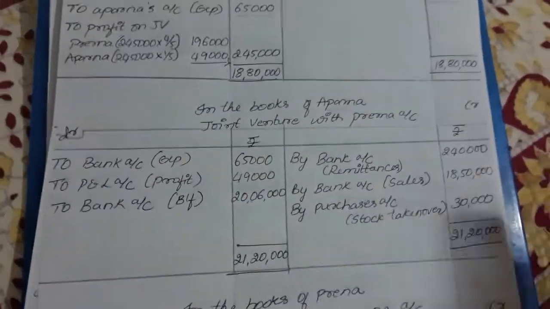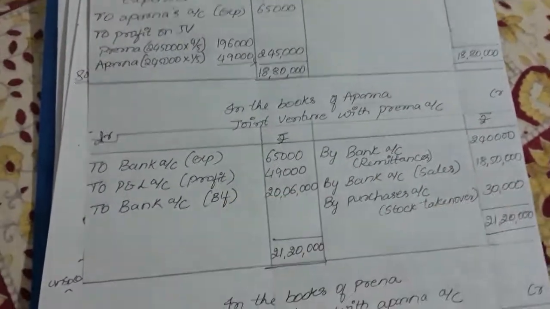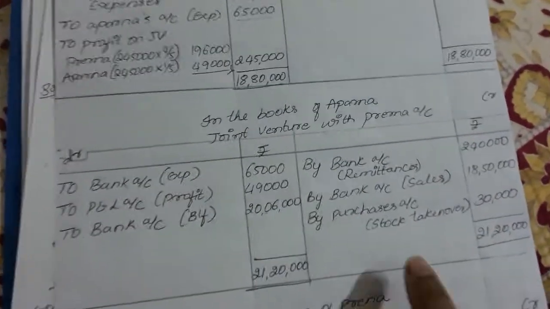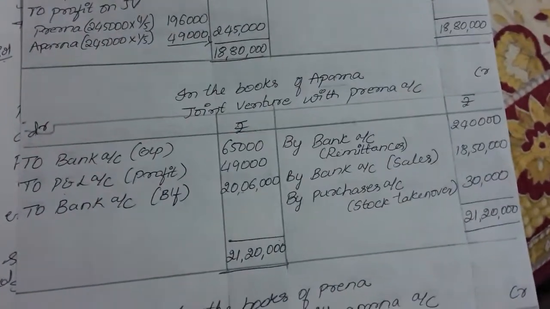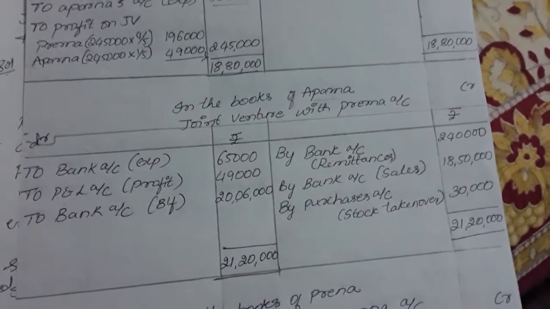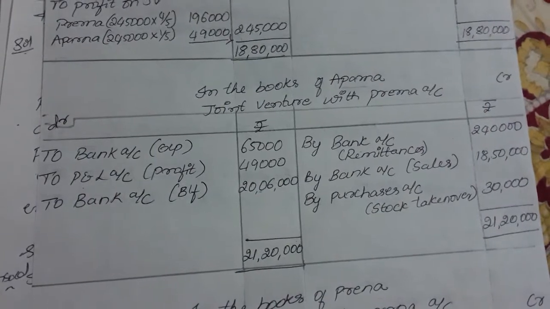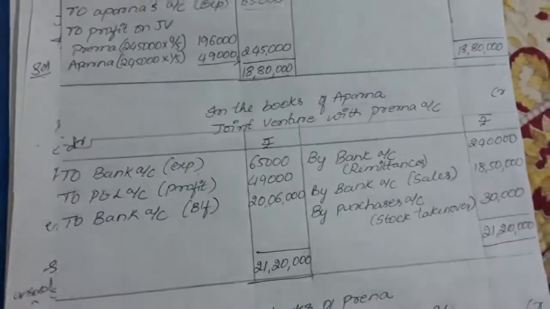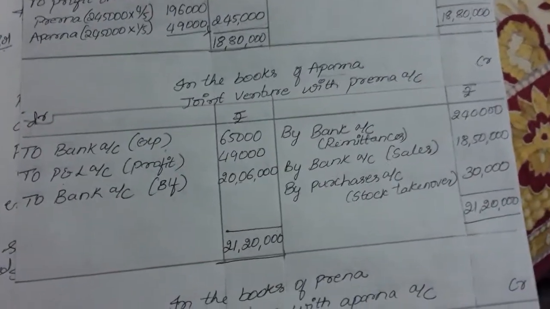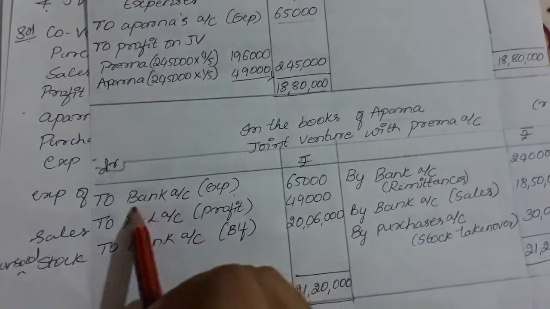As you all know, purchases, expenses, profits and so on are recorded on the debit side. I will write in the books of Aparna. First, we need to record purchases. Here Aparna has not made any purchases, she has made only sales, so there is no purchases entry. Next, coming on to bank account: she has made some expenses, and that needs to be recorded. We know that Aparna's expenses are 65,000, recorded to bank account.